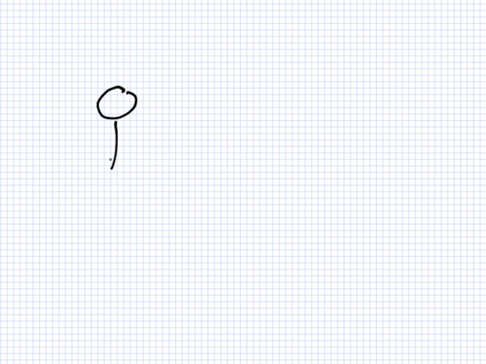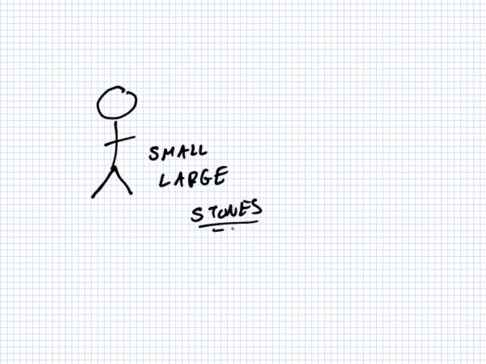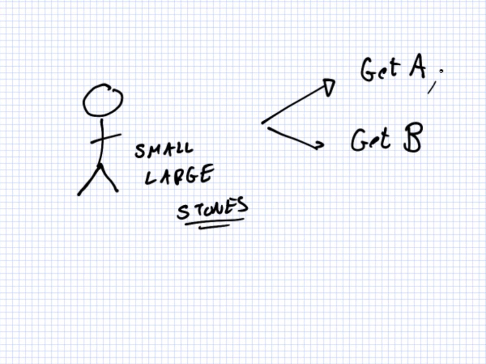A person is sick. And there's either two things wrong with them. They either have small or large kidney stones. I don't know if you know what this is. It's a problem with your kidneys. You have small or large stones. And when they go to the hospital, they have a choice. They can get treatment A, or they can get treatment B. Whatever it is, it doesn't matter. Maybe this is one medicine, maybe this is a different medicine.